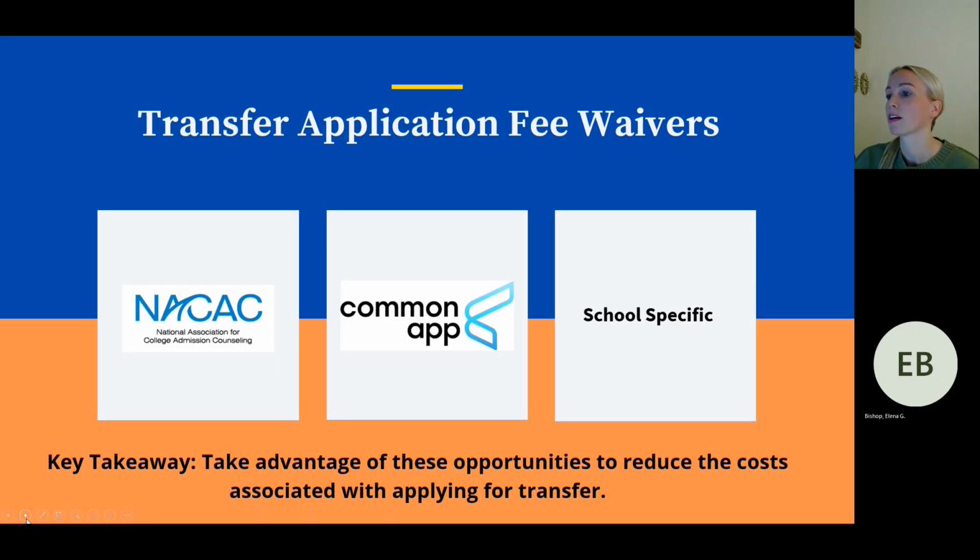Fee waivers for transfer applications, the NACAC, the Common App, and again, school-specific can provide a waiver. So it's important, when we're weighing our costs and benefits for transfer, to consider this as an opportunity as well.